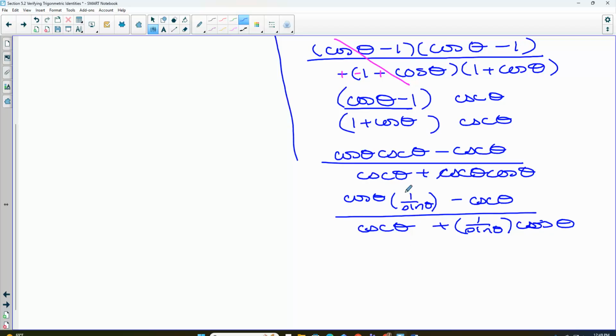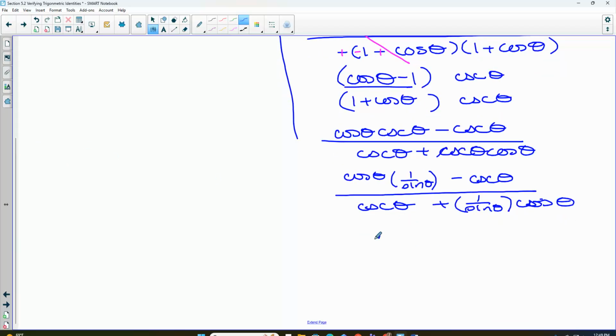Okay, so if I multiply those, I have cosine over sine, which is cotangent. This would be a cosine over sine, which is also cotangent. Is that equivalent to what we wanted? Just has the terms flipped around.